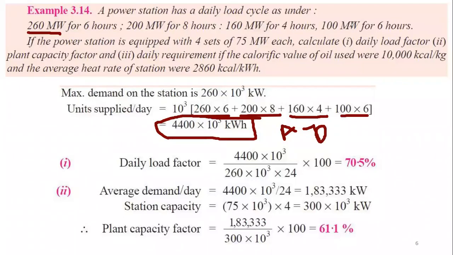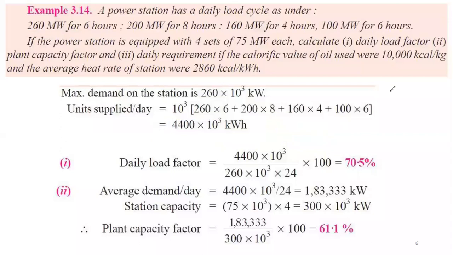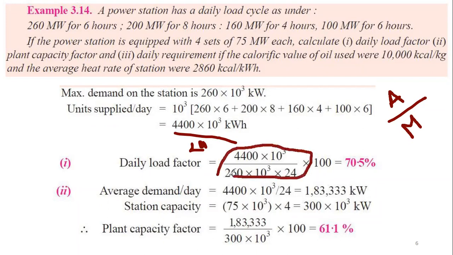So what will be the daily load factor? The daily load factor will be average demand by maximum demand. The average demand we can get from this value divided by 24, and the maximum demand we already discussed, 260. So the daily load factor is this divided by 24 and divided by the maximum demand 260. If we want the percentage, we multiply with 100, and we get 70.5%. That is the daily load factor.